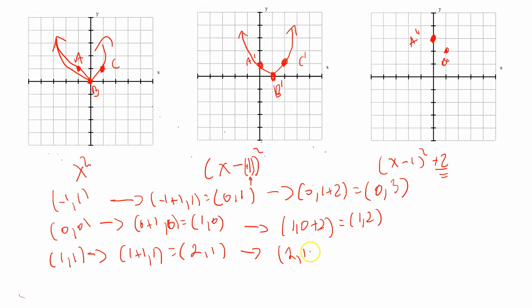It's going to be 2, and then 1 plus 2. So it's going to give me (2, 3). And you mark that up there. So 2 to the right and 3 up. So it's going to be like C double prime. And then you connect that. And now that is (x minus 1) squared plus 2. And that's all I want to say in this one.